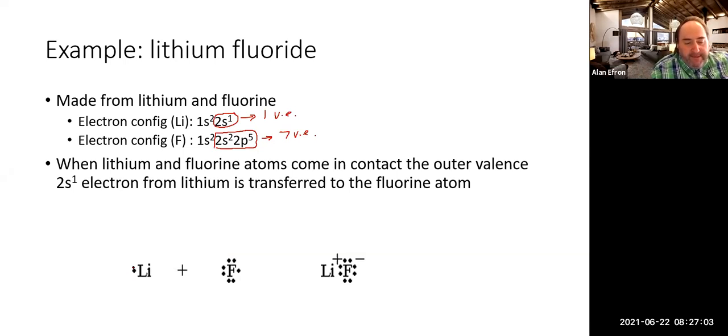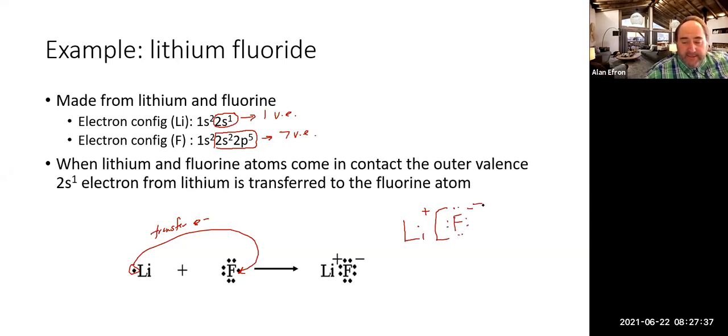And essentially what's going to happen is our lithium is going to transfer its electron over. And when it does so, we're going to make this ionic compound over here, lithium fluoride. Just to clarify, the lithium has now lost its 1 electron and becomes positively charged. The fluorine has picked up that electron and now becomes negatively charged, and we get this ionic compound.